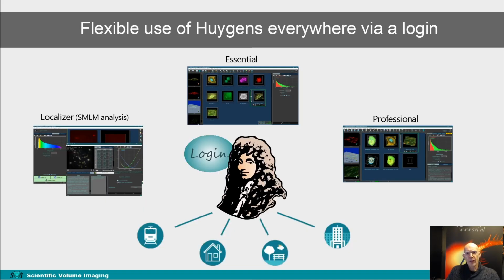So what does Huygens Everywhere add to all these solutions? It adds the freedom to use Huygens Localizer, Essential and Professional on any computer you like to use. Whether you are traveling by train, working from home, enjoying some fresh air in the park, or are in the lab or office, simply start Huygens and use your login.